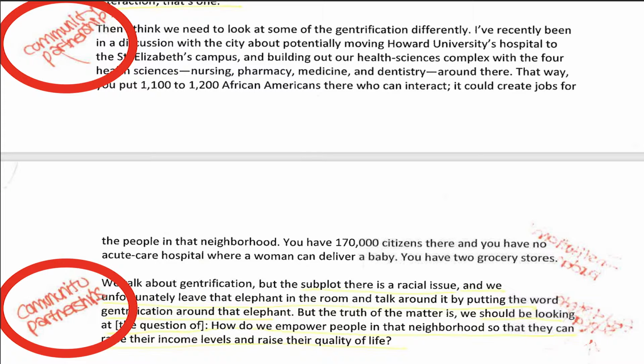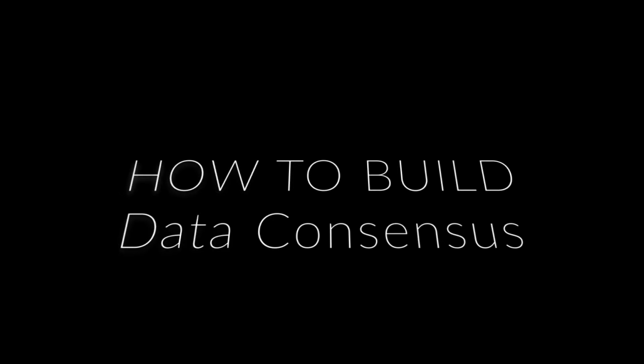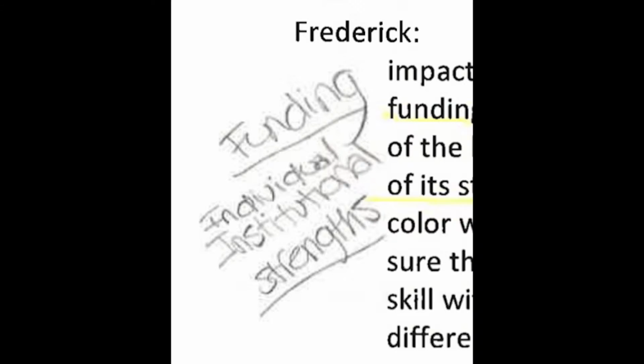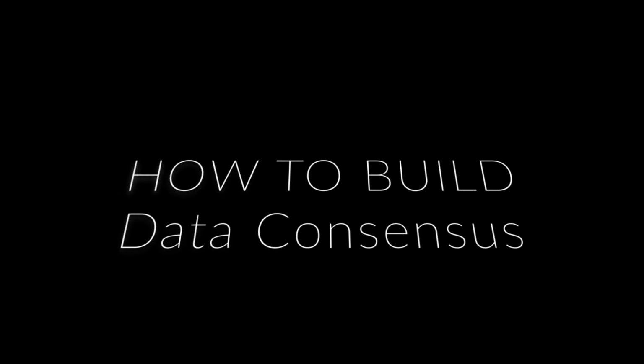So for example, we see in transcript A, codes referring to community partnerships, but in transcript B, the code is connections to the community. This code ultimately became community partnerships after the consensus building exercises. The code funding was consolidated with the code finances, endowments, and fundraising, and so on. So the research team decided on the final codes based on this consensus building exercise and consolidated them into contributions of HBCUs, finances, and community partnerships as the final product of the coding process.